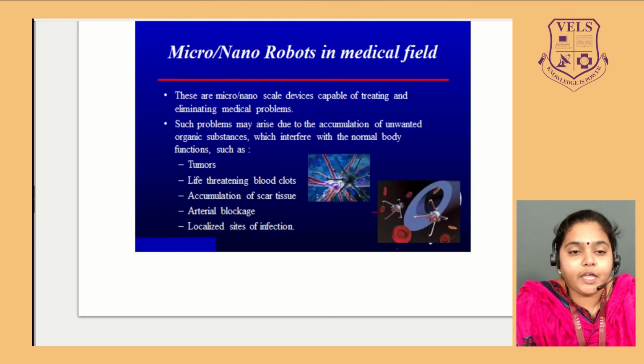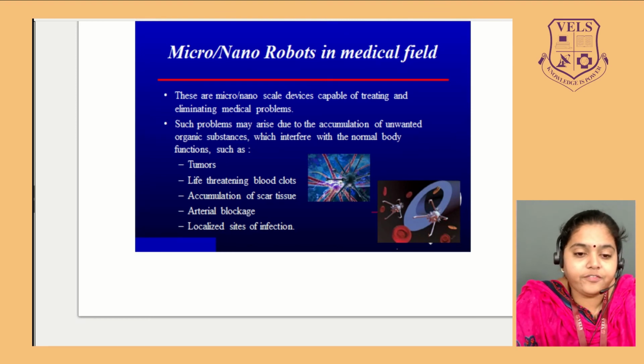Next is the micro or nano robots in the medical field. These are micro or nano scale devices capable of treating and eliminating medical problems. Such problems may arise due to the accumulation of unwanted organic substances which interfere with the normal body functions such as tumor, life threatening blood clots, accumulation of scar tissue, arterial blockage, localized site of infections.